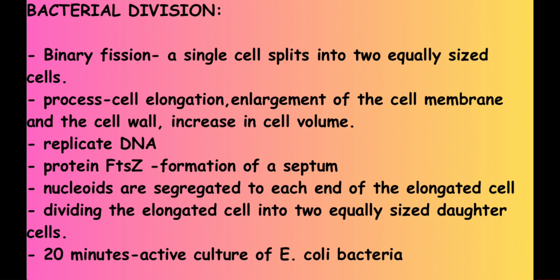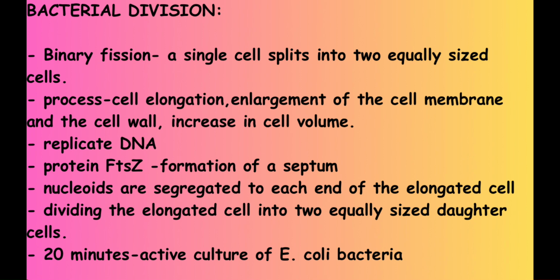Bacterial division. The bacteria divide by a process called binary fission. In binary fission, a single cell splits into two equally sized cells. This process begins with cell elongation. The cell will first elongate. This includes the enlargement of the cell membrane and the cell wall. The cell volume will also increase.